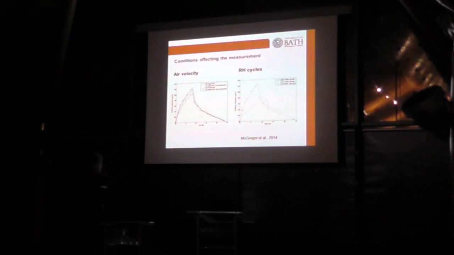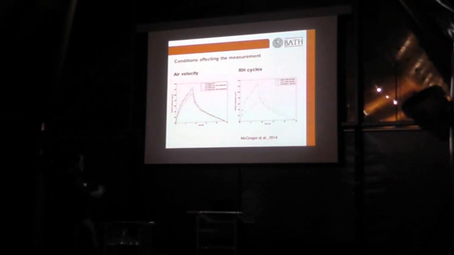So the first thing we had to do as well is try and have a look at what actually in the experiment would have an effect on this value. There's a paper you can have a look at. For example, the air velocity in the chamber, how that influences the readings, different relative humidity cycles, different time steps, different logging methods, so this is all in there.